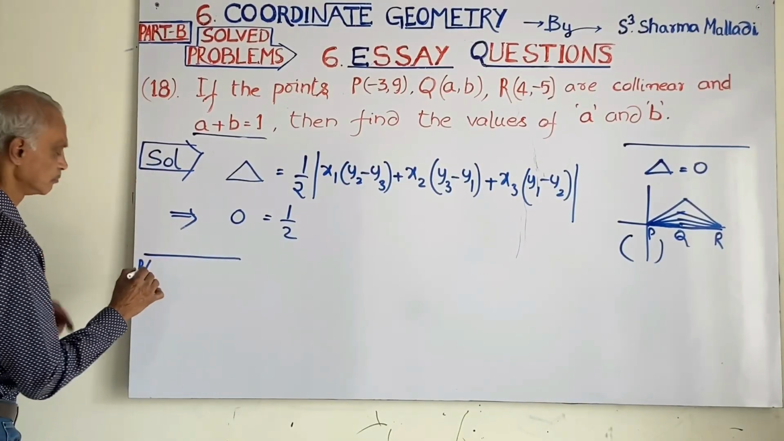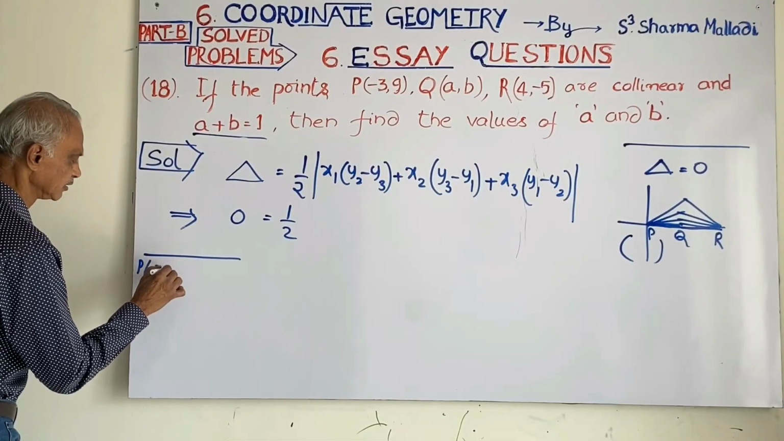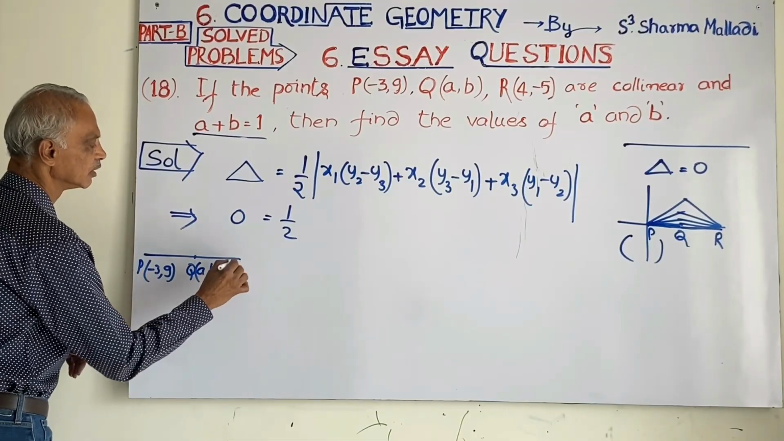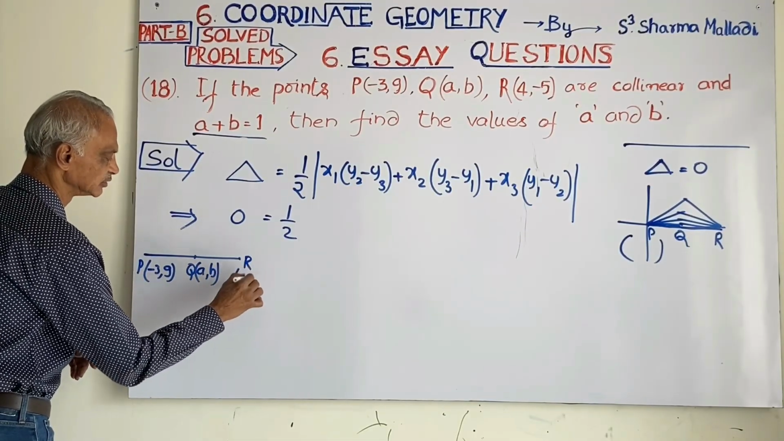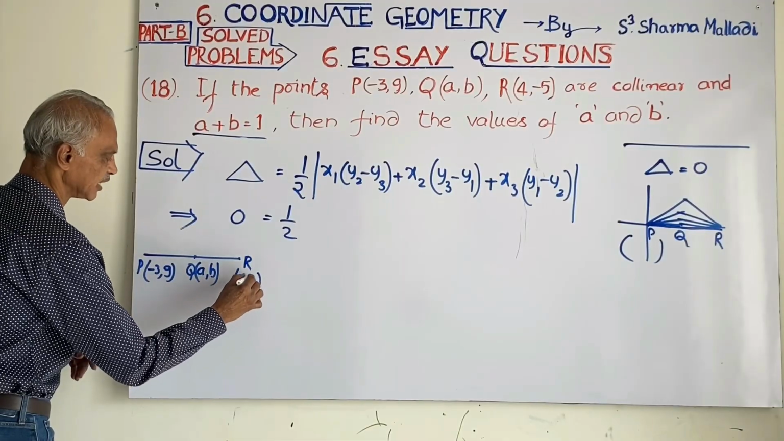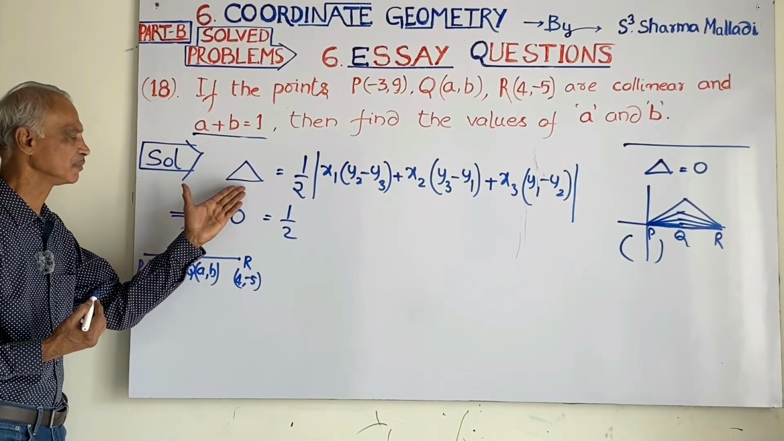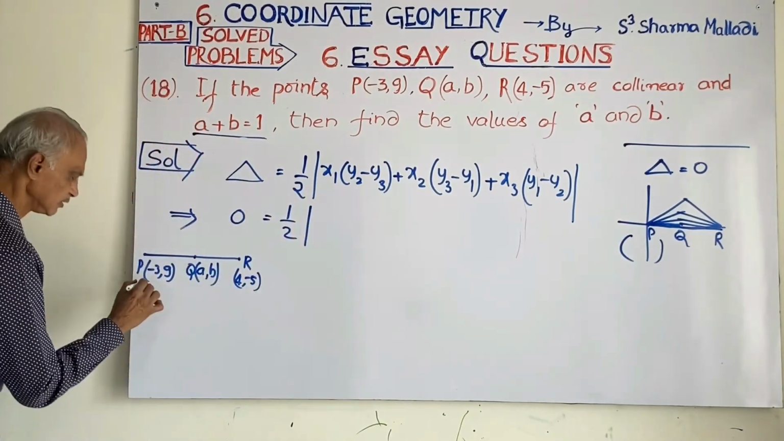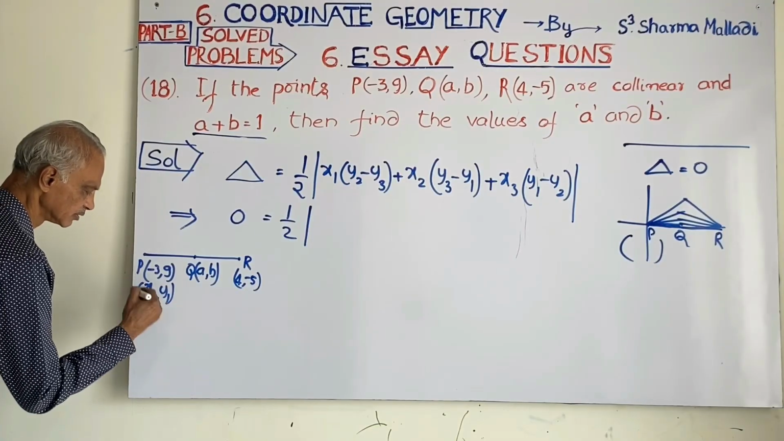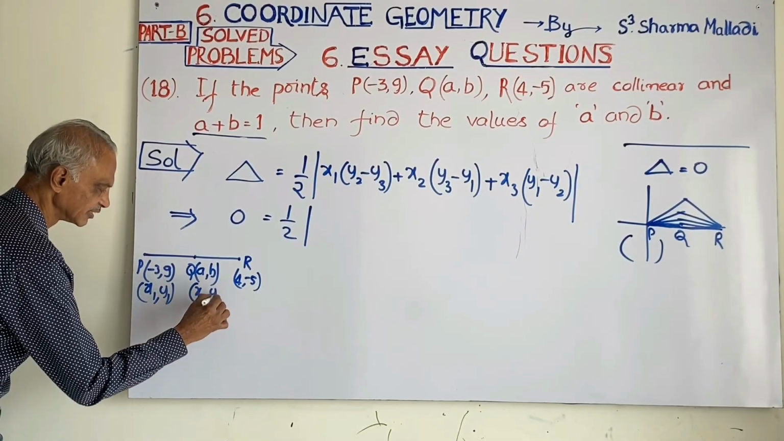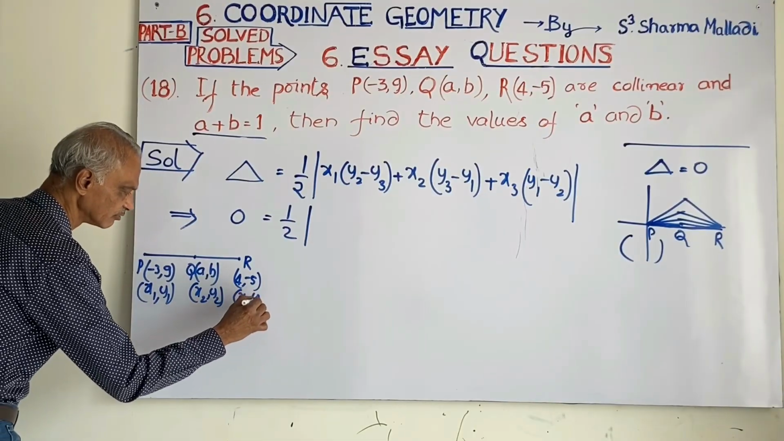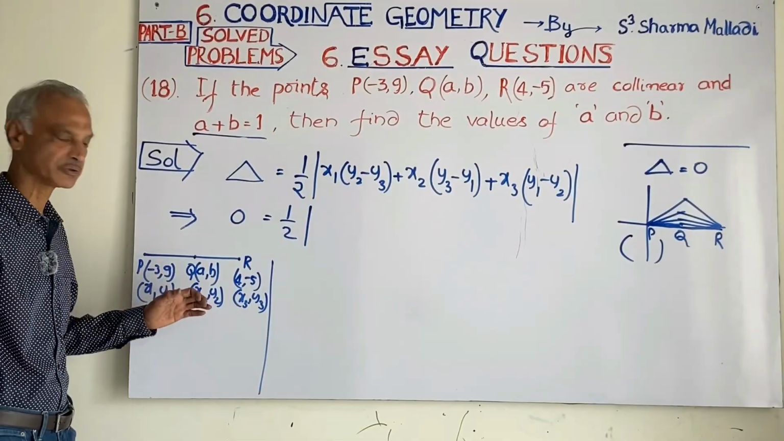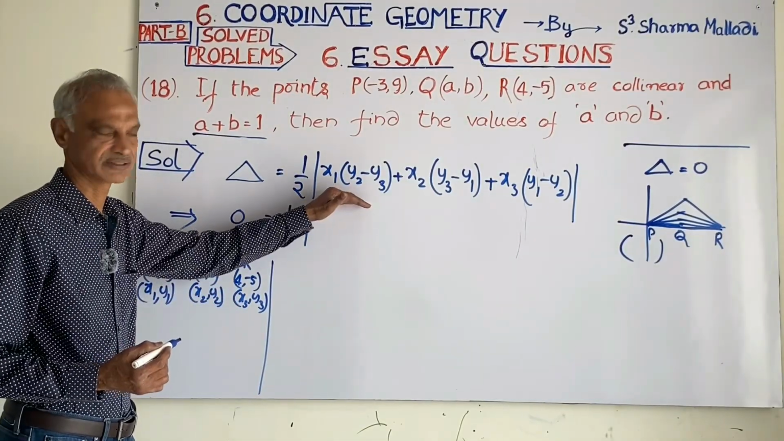What is P here? Minus 3, 9. Q is a, b, and R is 4, minus 5. Now, the area formed by PQR is 0. Half into, you take x1, y1, x2, y2 and this is x3, y3. Now substitute x1, y1, x2, y2, x3, y3 in this equation.